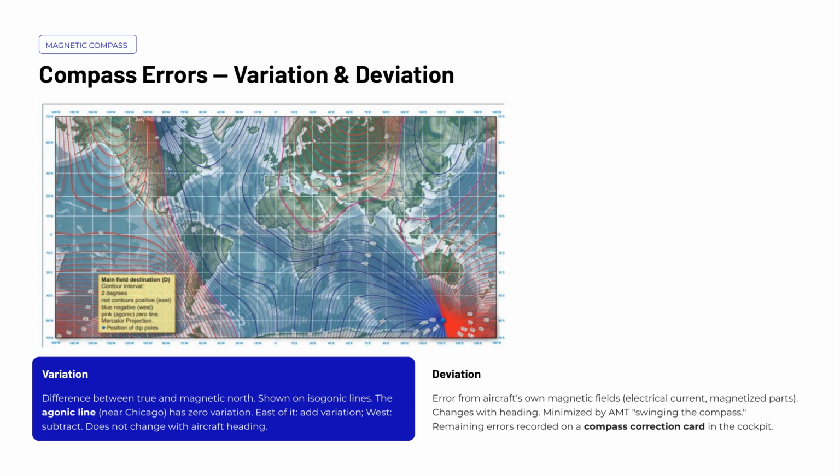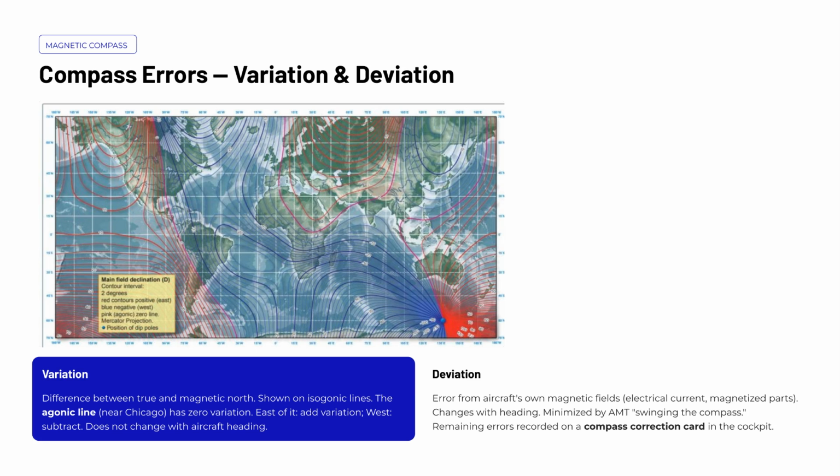The magnetic compass, while simple and reliable, is subject to two important errors that pilots must understand and account for: variation and deviation. Variation is the angular difference between true north and magnetic north. This occurs because the magnetic North Pole is not in the same location as the geographic North Pole. Variation is depicted on aeronautical charts as isogonic lines, lines connecting points of equal variation.